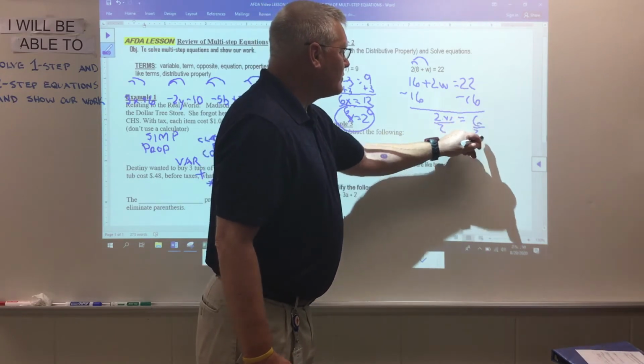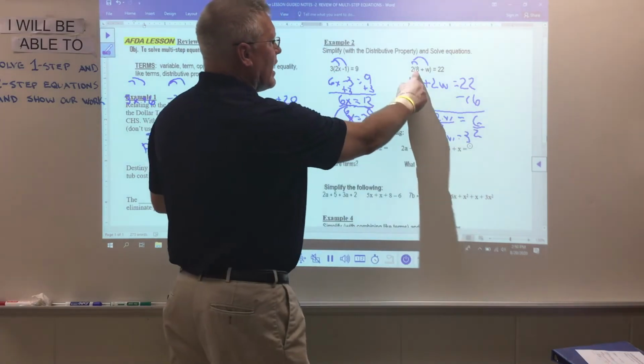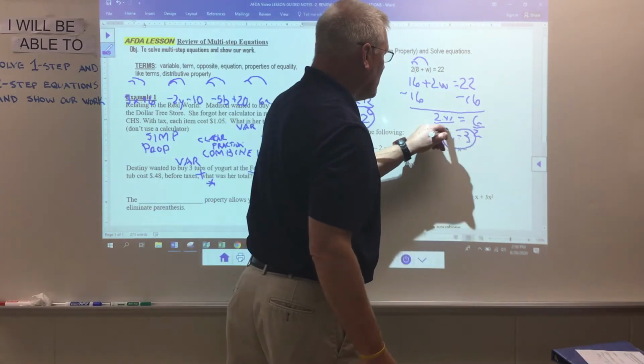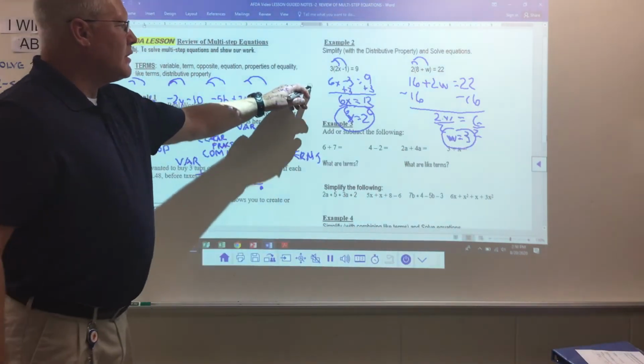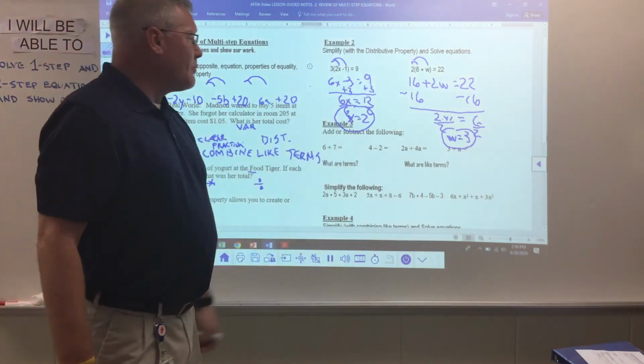Divide by 2. We have w is equal to 3. Check it. 8 plus 3 is 11. 2 times 11, that's 22. So w equals 3. Everybody good? That's simplifying using the distributive property.